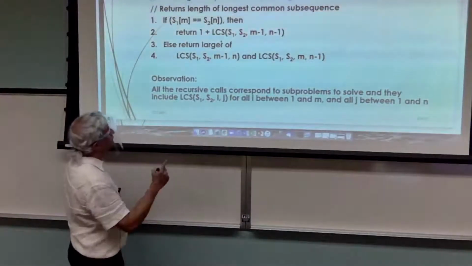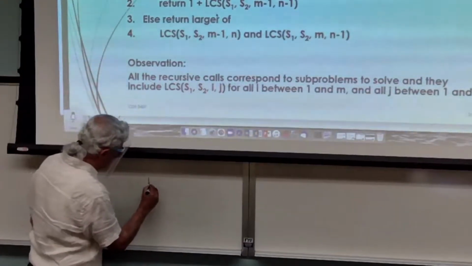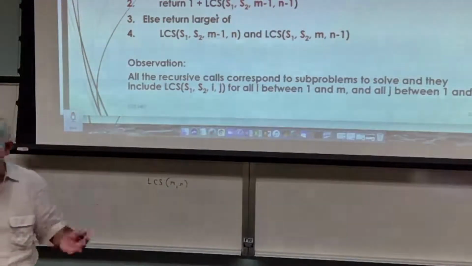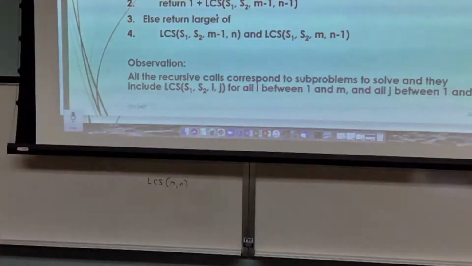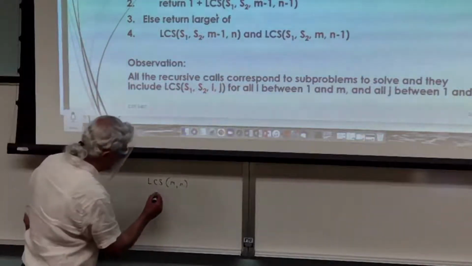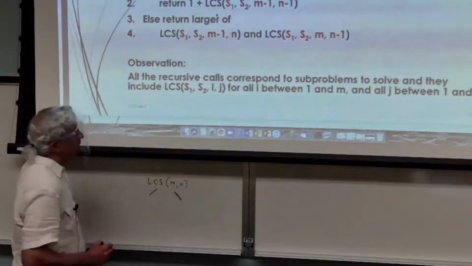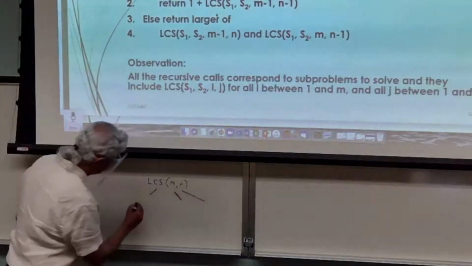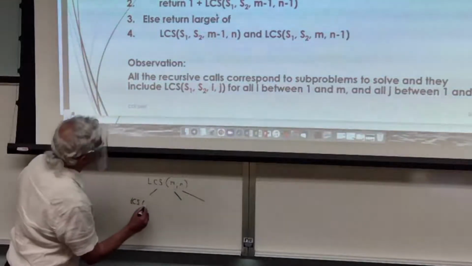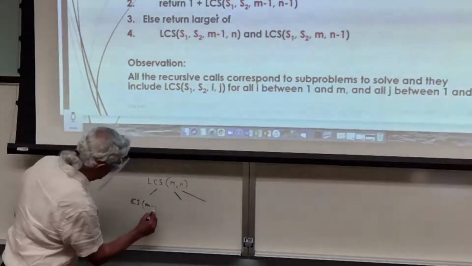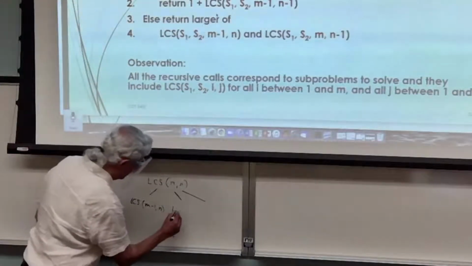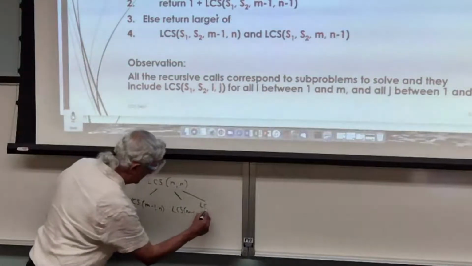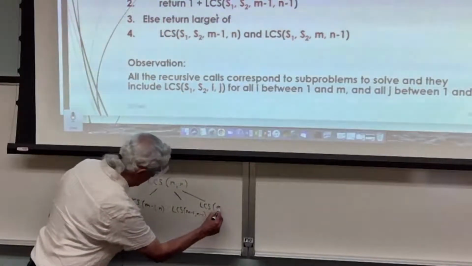Okay. So I'm going to write this as LCS of m comma n, because S1 and S2 is common in all of these. I'm going to drop that. LCS of m comma n will give you one of three possibilities. It'll be LCS of m minus 1, n, LCS of m minus 1, n minus 1, or LCS of m, n minus 1.